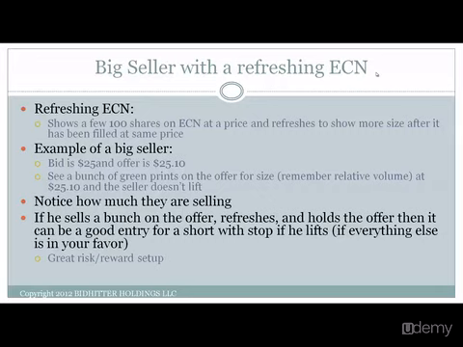And you should notice how much they're selling. They sell a bunch on the offer, refresh, show us more size in the books, and hold the offer, meaning it does not go above that price. And then it should be a good entry for a short position with a stop. If he lifts, that would be a pretty good risk-reward setup right there, because you're literally risking about a penny on that trade for a potential 10 cents or lower.